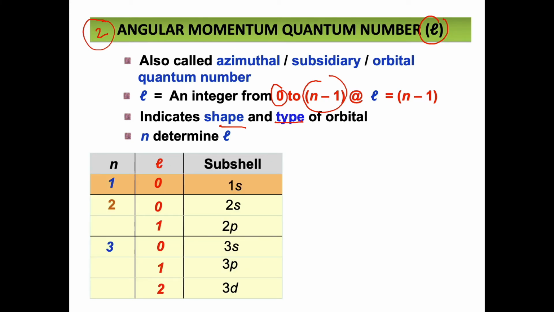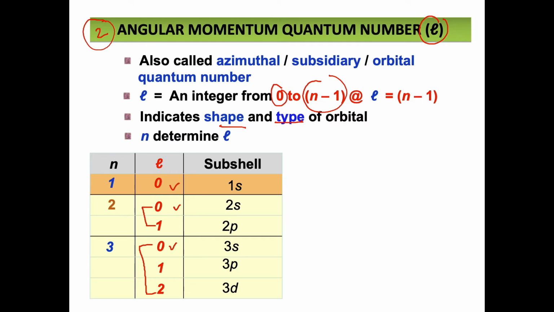Let's see this table down here. When your n value is equal to 1, your l is equal to 0. When n is equal to 2, your l value will be 0 and 1. When n is equal to 3, your l value will be 0, 1, and 2. As you can see from here, your l value will always be less than n, starting from 0.